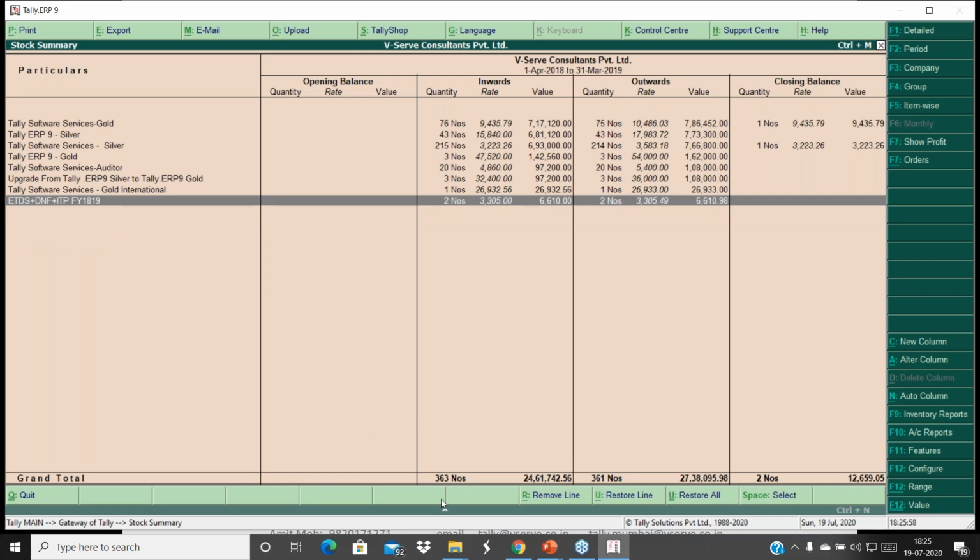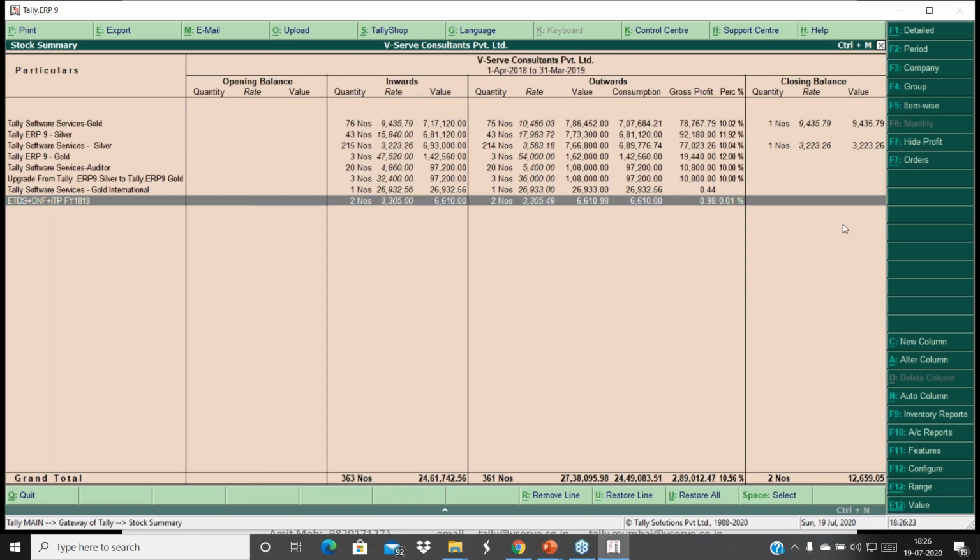So if you can see, this is my performance in the year 18-19. I have sold altogether 363 numbers, out of which I bought 363 numbers. I have sold 361 numbers, and there are 2 numbers in stock. So the various products that I've sold, this is the status. Now what is required for me is to understand what is my margin in each of the products. So if I just say show profit, it will show me a percentage of profit, the margin that I make against each of my products. So I'm making roughly about 10-11% margin against each of my products.